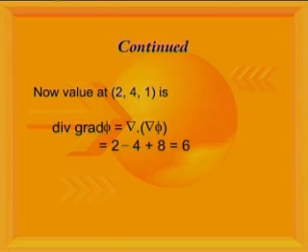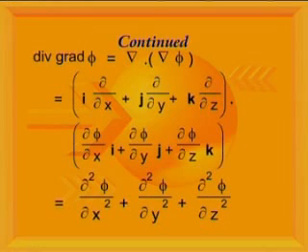In fact, this del dot del phi can be written as del square phi, and that is equal to the second order partial derivative of the function phi with respect to x plus the second order partial derivative with respect to y plus the second order partial derivative with respect to z.